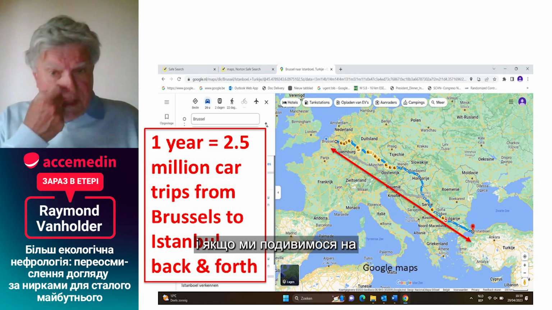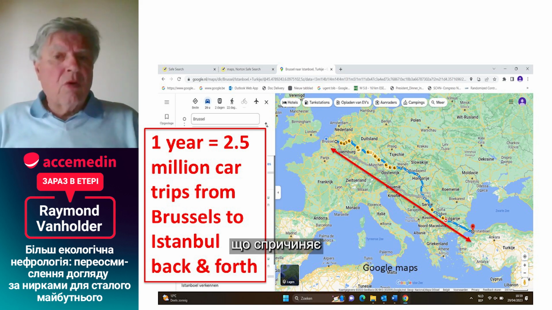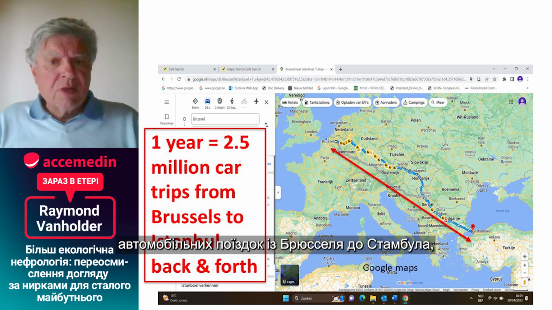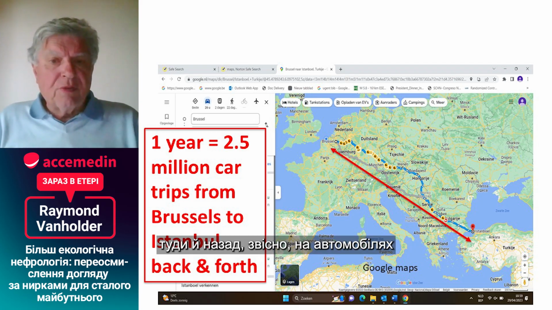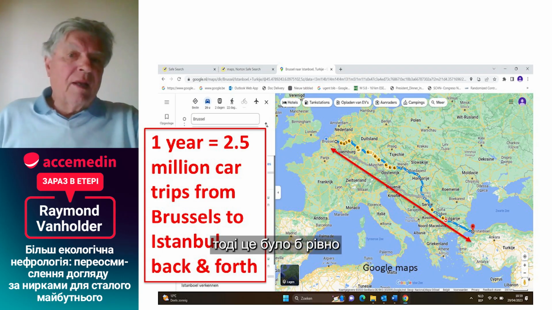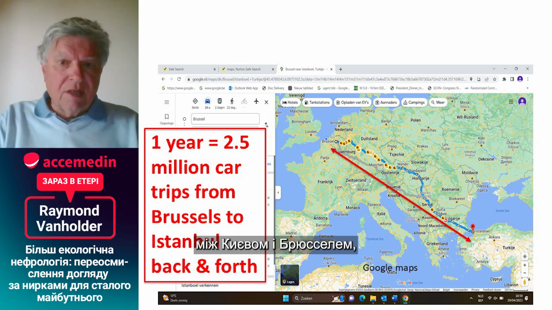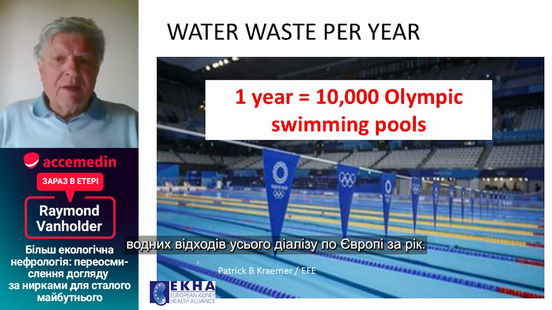And all this may seem abstract, so therefore I made it a little bit more plastic. If we look at the CO2 production of one year of dialysis all over Europe, this CO2 emission is the equivalent of 2.5 million car trips from Brussels to Istanbul, back and forth, of course, with fossil fuel cars. If we would calculate the same Brussels-Kiev, then it would be even 3 million car trips back and forth to Kiev.